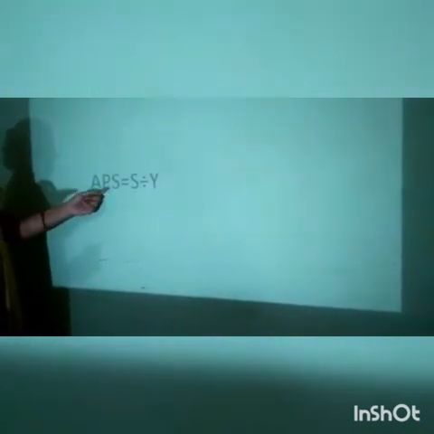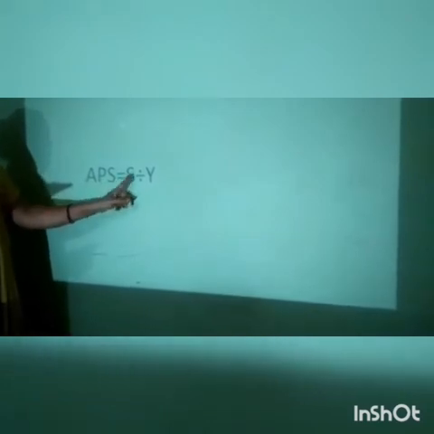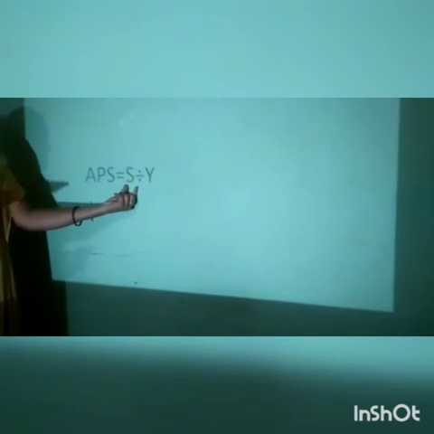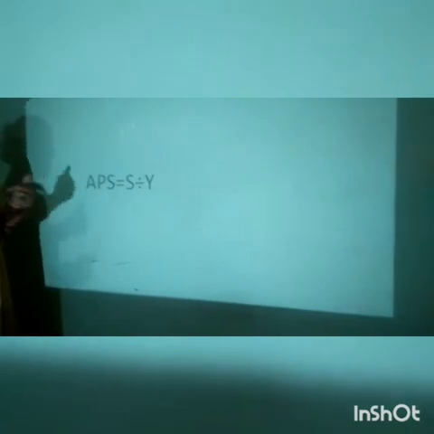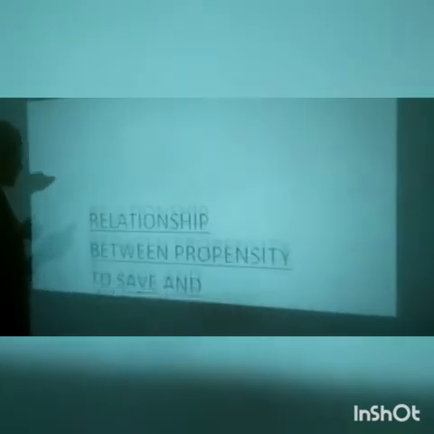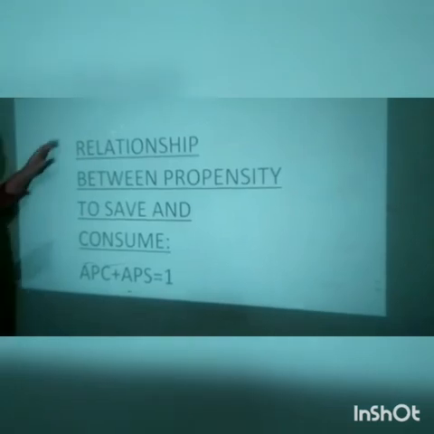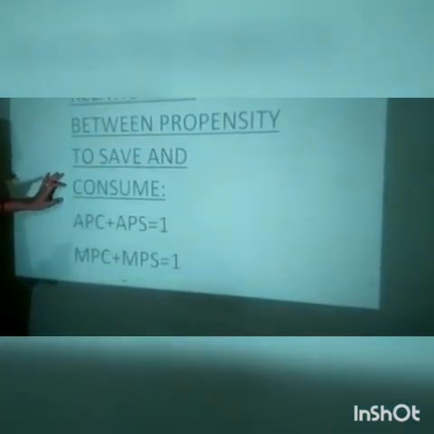And similarly, APS refers to average propensity to save, means saving per unit of income. Here exact savings are taken in relation with exact income. No additional saving and additional income are taken here. Clear? And the last topic is relationship between propensity to save and consume.